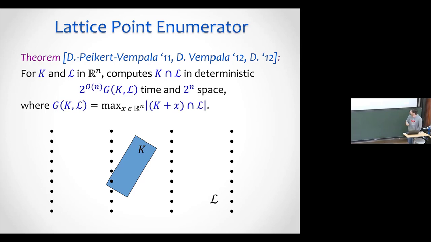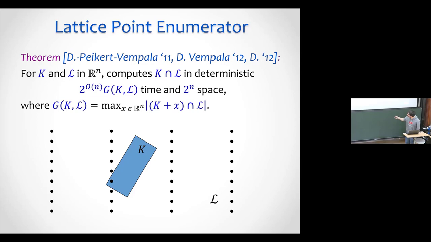That turns out to be somewhat too optimistic, just because this could have zero intersection with the lattice. So you won't be able to get something that is only dependent on the number of lattice points. But what you can get is something that depends on the maximum number of lattice points this body can contain in any shift.